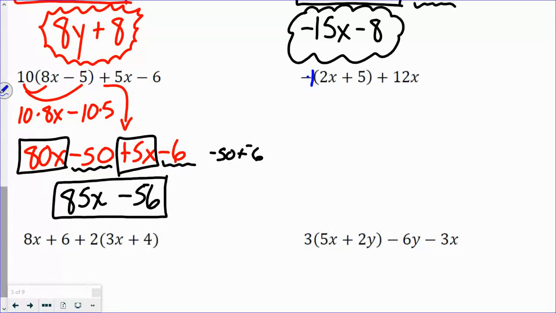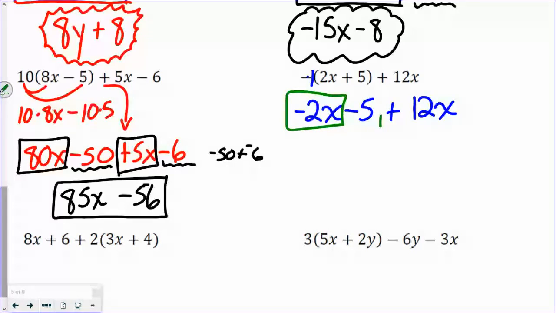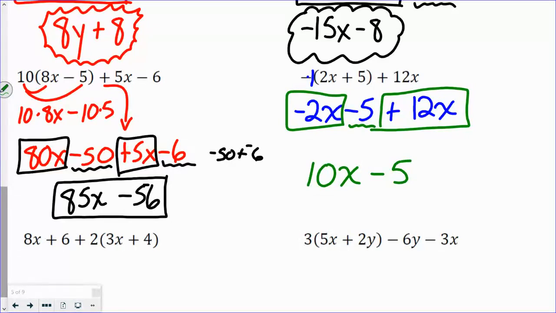So what's the opposite of a 2x? A -2x. What's the opposite of adding 5? Subtracting 5. And then we still need to bring down the rest of our expression. Now we can go through and look for those like terms. X's go with X's. Okay? If I owe you 2 X's and I got 12, I really only have 10 X's. And I keep our lonely subtraction of 5. 10x minus 5 is our final answer.